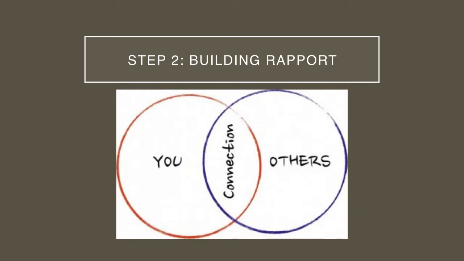Step 2 is building rapport. So this is the first step that happens when you're actually face-to-face with a customer or potential customer. Rapport is the connection you build with somebody else, or the things that you find that you have in common and the relationship you can build with that person. So pictured as a Venn diagram, it says you, others, and then the center is connection.